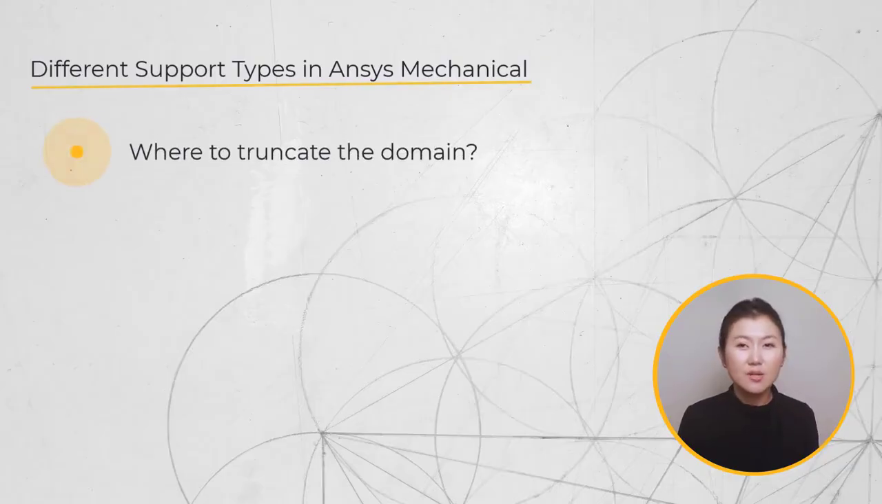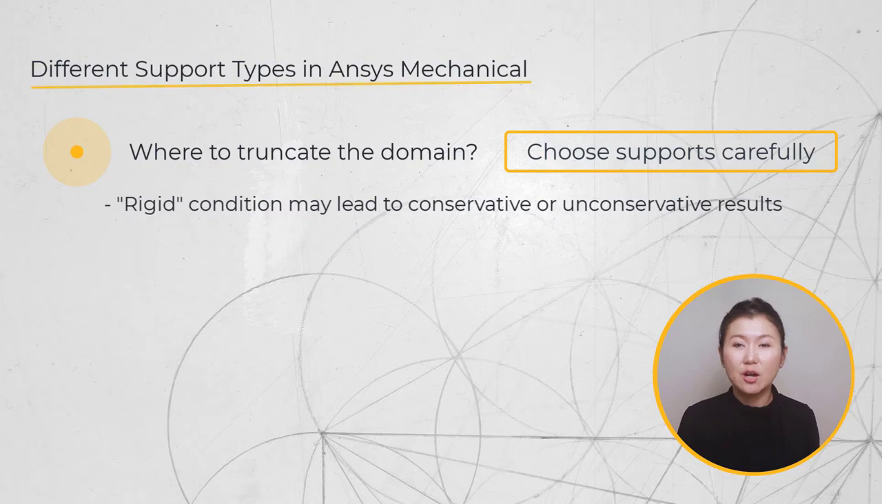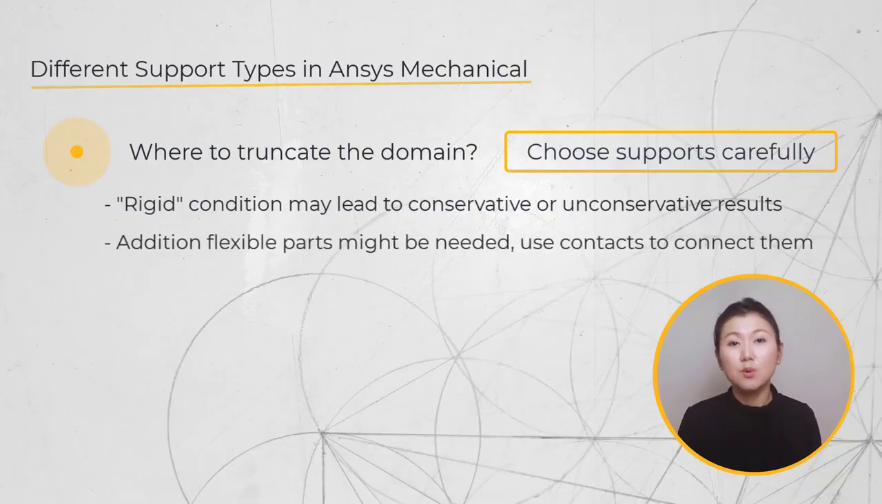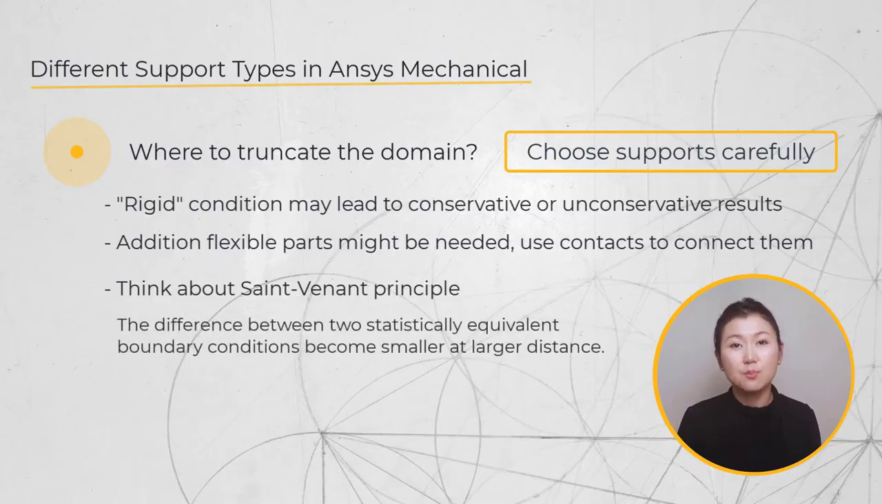Now we know that supports help to truncate the domain, but where we are truncating the domain is also important. We should always think about the meaning of the support we want to apply and consider if the situation is appropriate. If the boundary condition is not rigid, think about whether the rigid condition will lead to conservative or unconservative results. If needed, you may want to model the additional flexible parts and connect the parts via contact. Also, Saint-Venant's principle says that the difference between the effect of two statically equivalent loads becomes smaller at larger distance. The same can be said for boundary conditions.